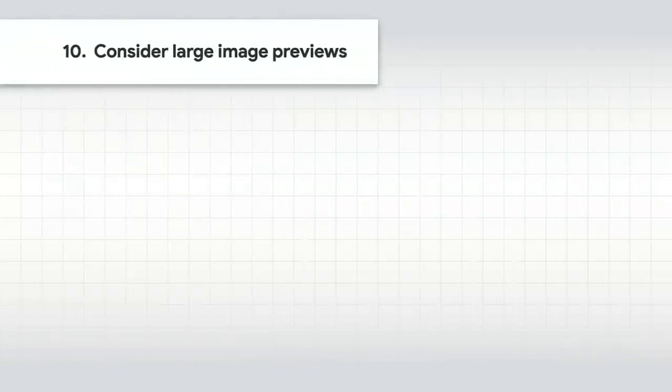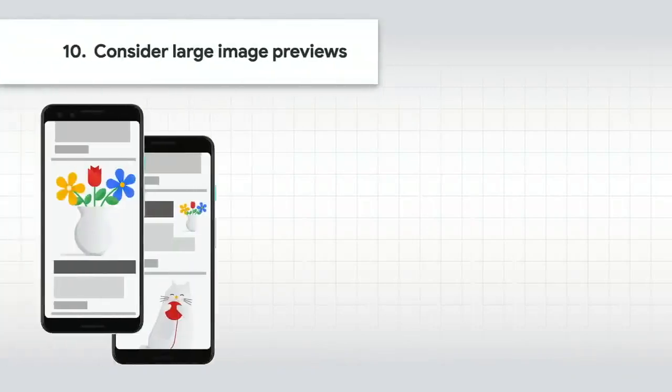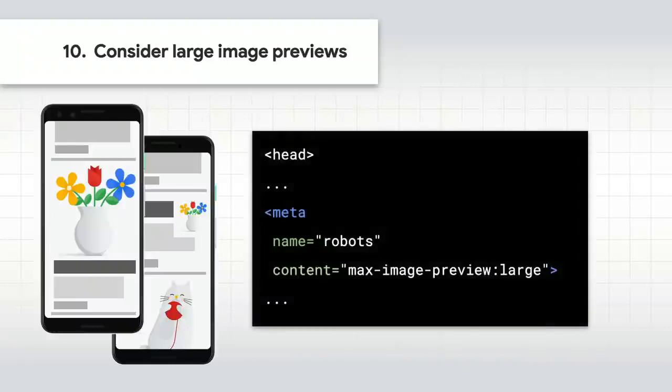Consider allowing large image previews. Including compelling, high-quality images in your content is more likely to generate visits from Discover. For large image previews, the images need to be appropriately sized, and the feature needs to be enabled either with the Max Image Preview Large robots meta tag or by using AMP.